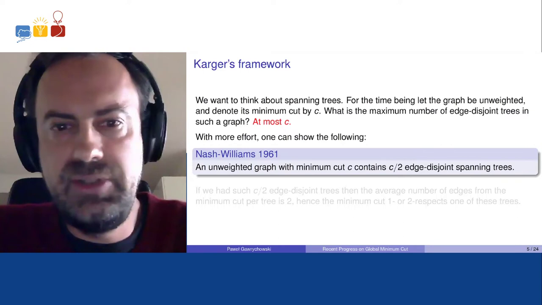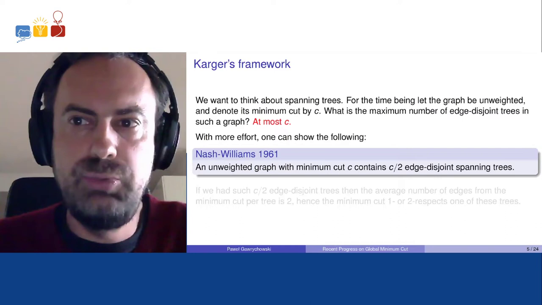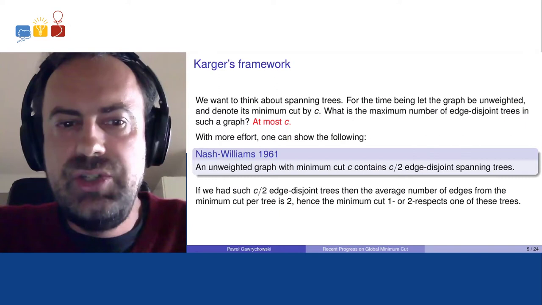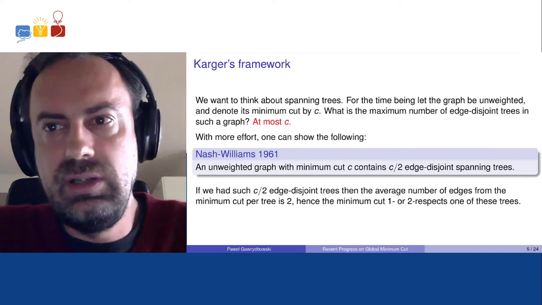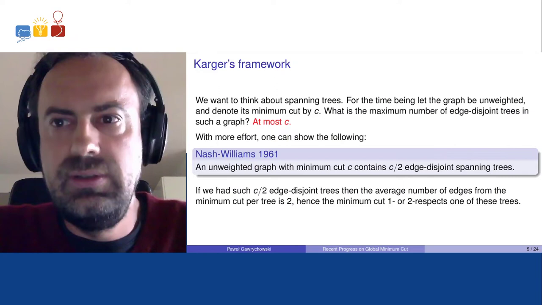And actually, they wanted to consider something slightly different than the minimum cut. So this is a consequence of the main theorem of Nash-Williams. And now why is this helpful at all? So let's say that you have those C/2 edge-disjoint trees. Then the average number of edges from the minimum cut is 2. Because you have C edges of the minimum cut and they are distributed among the spanning trees. Each tree needs to take at least one edge and C edges overall. So then it means that for at least one tree from your collection of spanning trees, you have this nice property that this tree one- or two-respects the minimum cut.